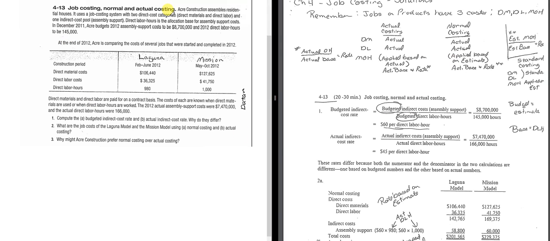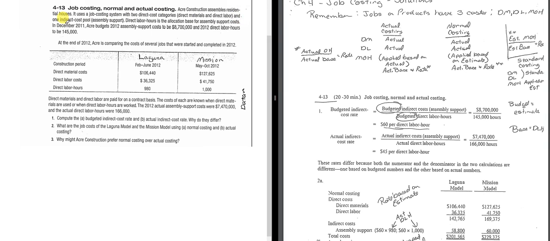Acme Construction assembles residential houses, builds houses, and uses a job order cost system with 2 direct cost categories. We talked about that, direct materials and labor. This is what they usually are, but they don't have to be. And 1 indirect cost pool, assembly support. So this is their overhead item. Direct labor hours is the allocation base for assembly.